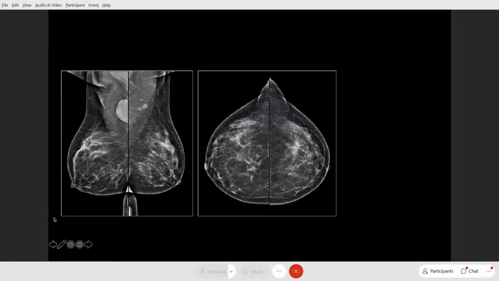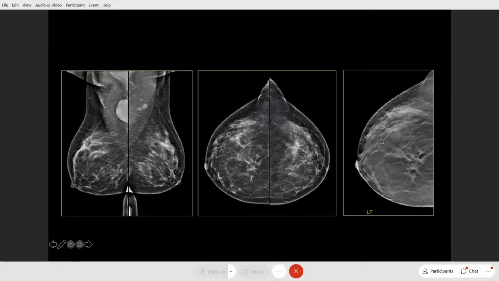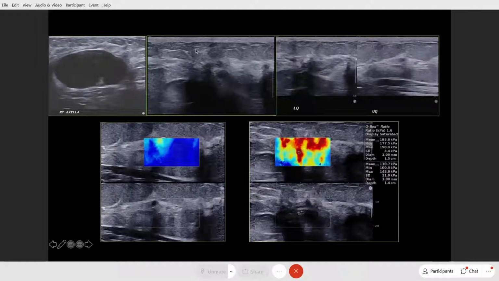You can see not much finding on the MLO, but you cannot miss this focal asymmetry on the CC view, which is beautifully depicted on the tomoslices, along with architectural distortion. She did not present with a palpable abnormality in her breast. This is the ultrasound of the right axilla, a definitely abnormal bulky lymph node. Again, in the area of the lower central quadrant around 6 o'clock, I can feel something abnormal. I see some non-mass abnormality.